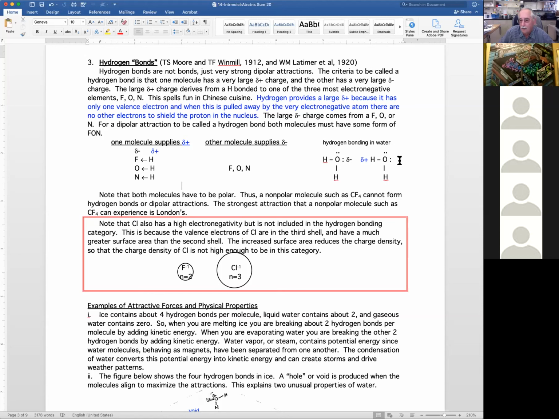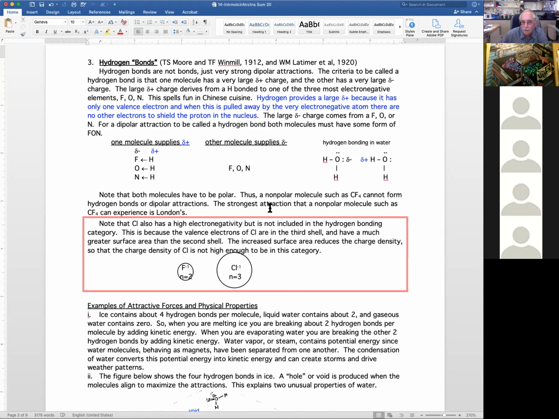Or you could say, here's the OH in one molecule. What do I need the other molecule to supply? An F, an O, or an N. And here's the O. So again, both molecules have to be polar.